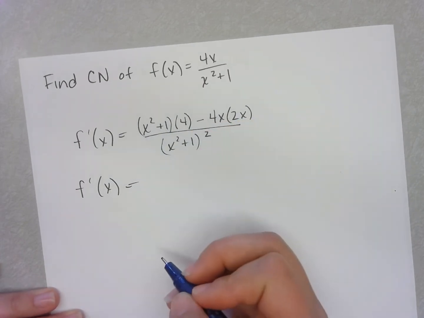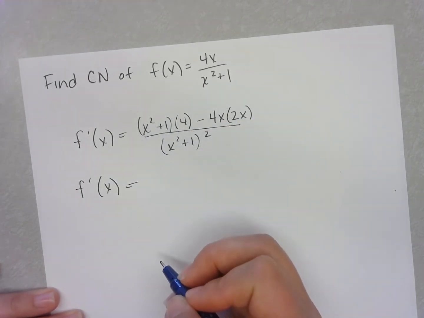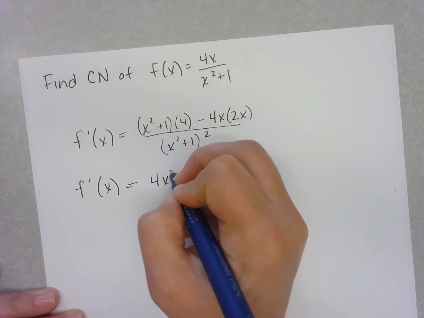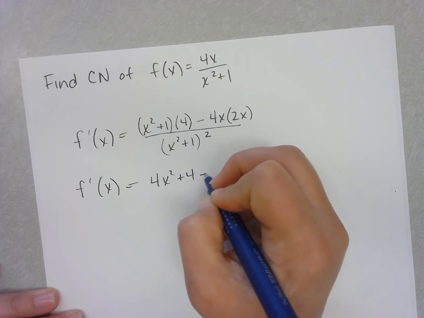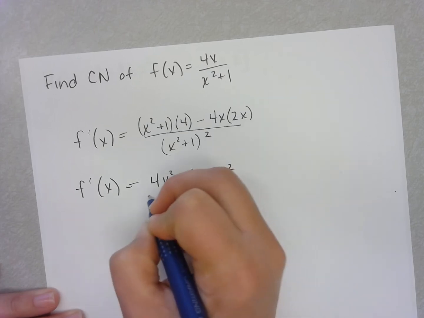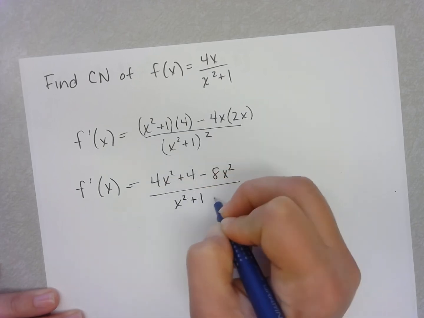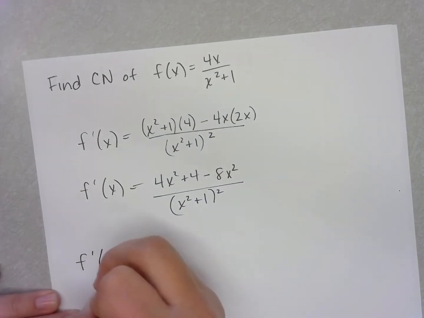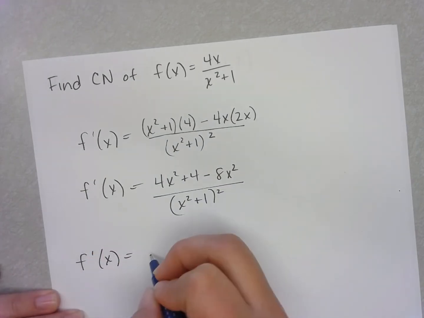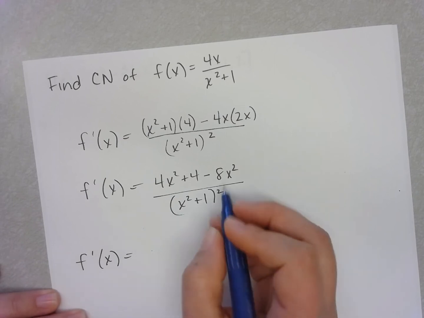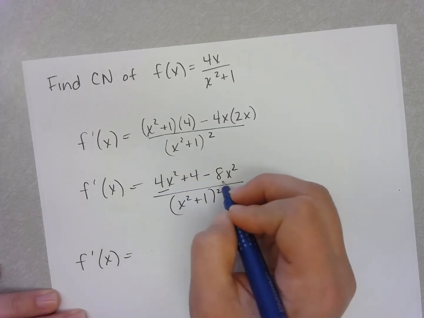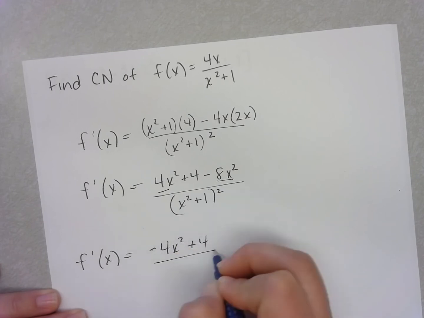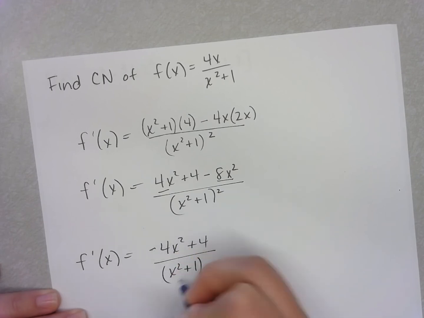But we will clean up the numerator because I want to know where f prime is equal to 0. So I multiply through the 4, and I'm going to get 4x squared plus 4, and then this will be minus 8x squared. All right, so f prime of x, let me just clean it up one more step. These are like terms here and here, right? So I have negative 4x squared plus 4 over x squared plus 1 quantity squared.